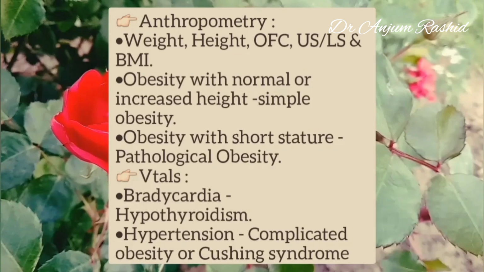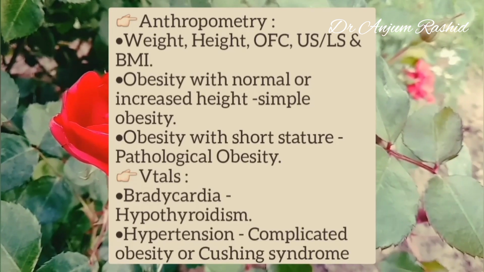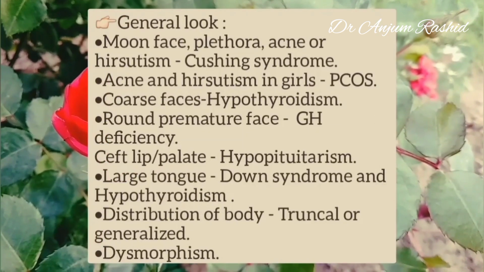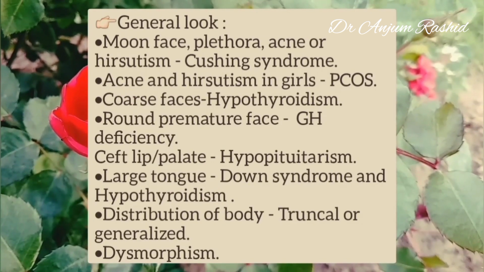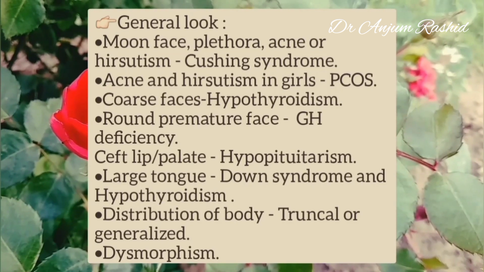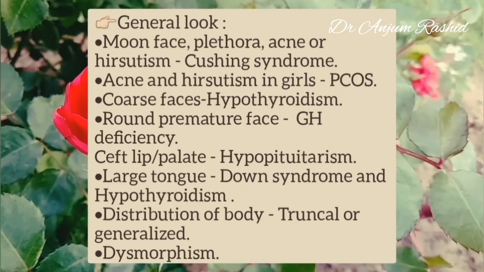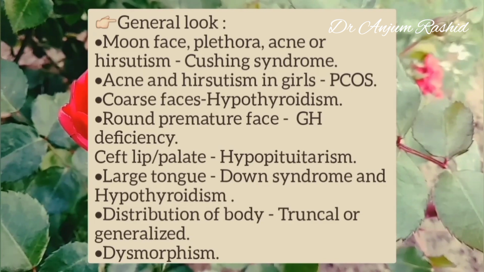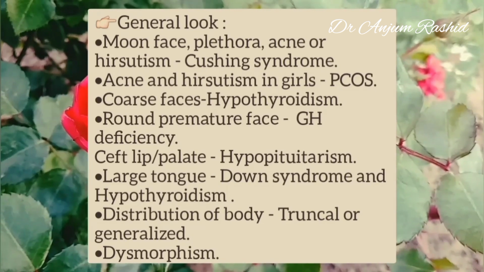Now in vitals, if there is bradycardia, it points toward hypothyroidism, while hypertension is present in complicated obesity or Cushing's syndrome. Now on general look, moon face, plethora, acne or hirsutism is a feature of Cushing's syndrome. Acne and hirsutism in girls is associated with polycystic ovarian syndrome. Coarse face is a feature of hypothyroidism, while round immature face is present in growth hormone deficiency. Cleft lip and palate are present in hypopituitarism.